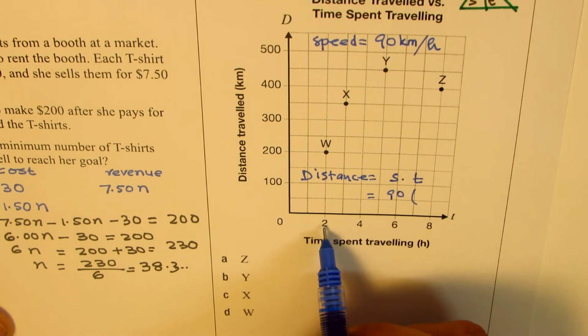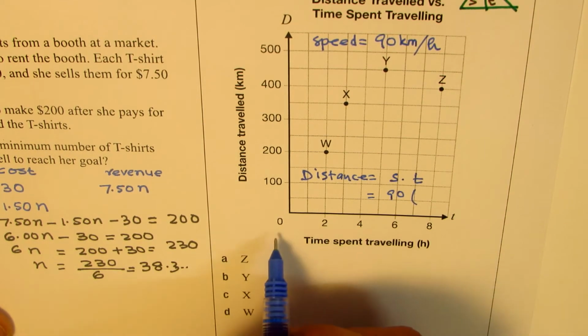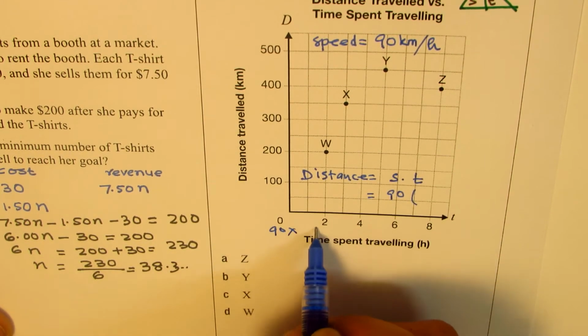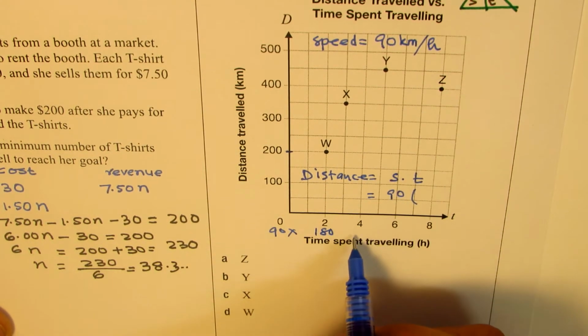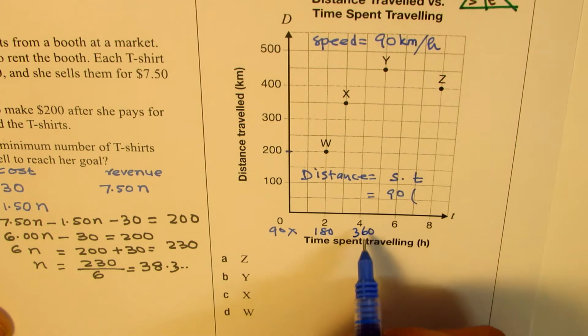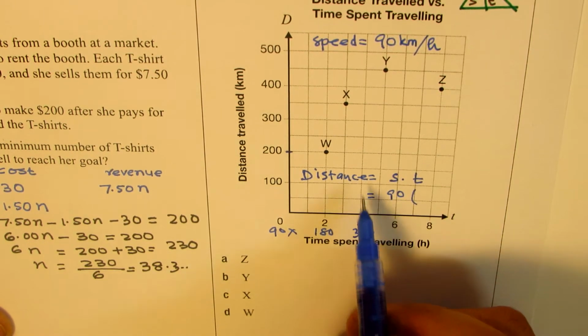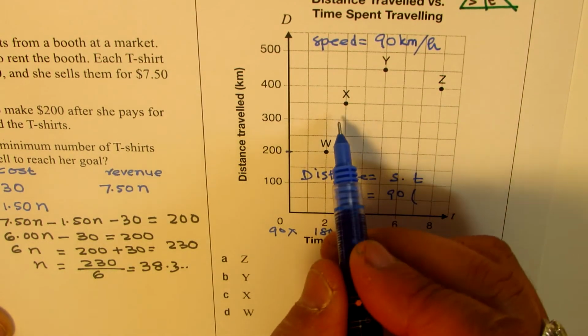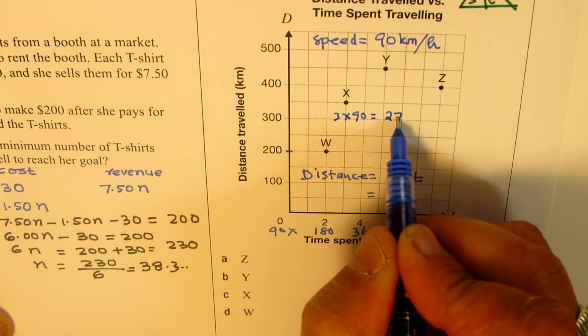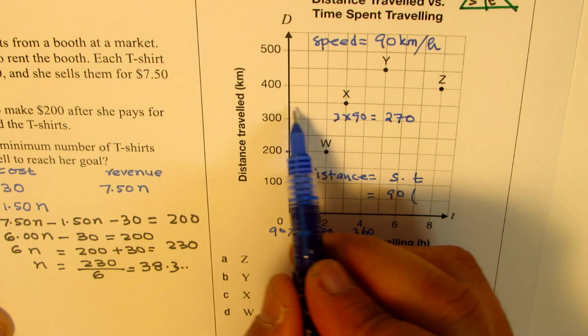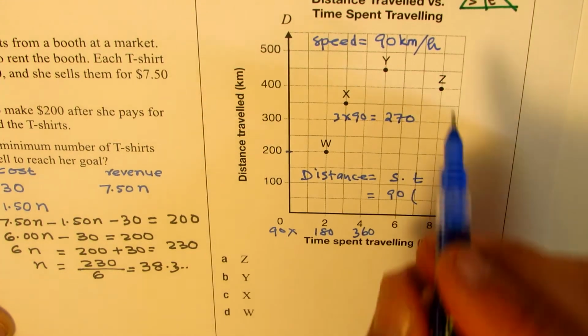If I multiply by 2, then what do I get? Let's do 90 times 2, we get 180. However, this is 200, not correct. Times 4 is 360, right? So at 4, this is 3. I missed 3 here. So 3 times 90 is 270. Well, this is 350, so it is not quite right.